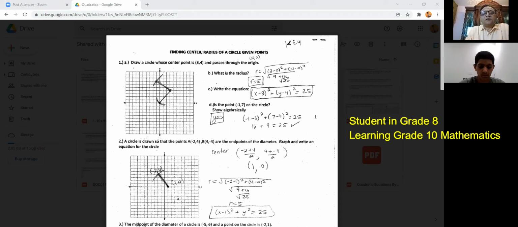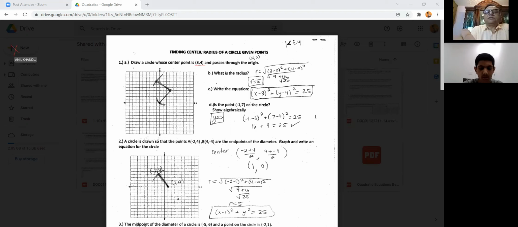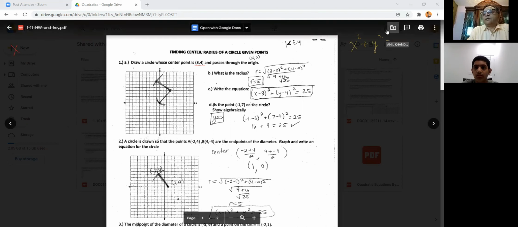It says, draw a circle whose center is 3, 4. So normally, when we say circle, we have x square plus y square equals r square. And this is when the center is at the origin. Is it okay? Yeah. Now, as soon as the center shifts, let us say it shifts to point a, b, it becomes x minus a whole square plus y minus b whole square equals r square. That is transformation. That means the center now is at a, b. Is this part clear to you?